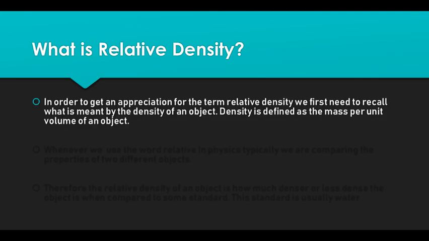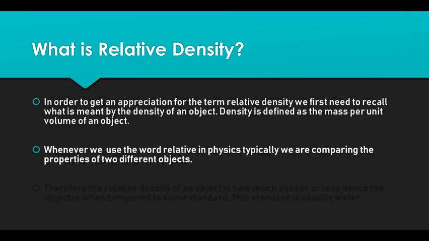In order for us to get an appreciation for the term relative density, we first need to recall what is meant by density of an object. In our previous video, when we talked about density, we said that density is actually defined as the mass per unit volume of an object, right? So it's basically how much mass is contained in a certain volume of that object.